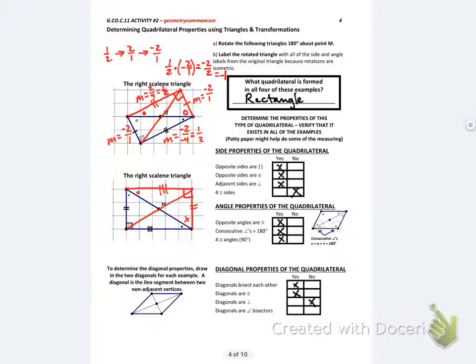It's not true in this case. They are not angle bisectors. Let me draw in what an angle bisector would look like. This is a 90-degree angle, so if I draw an angle bisector, it's going to come down at a 45-degree angle like that, that I just drew in purple. This is an angle bisector. There's your diagonal. So it is not an angle bisector.